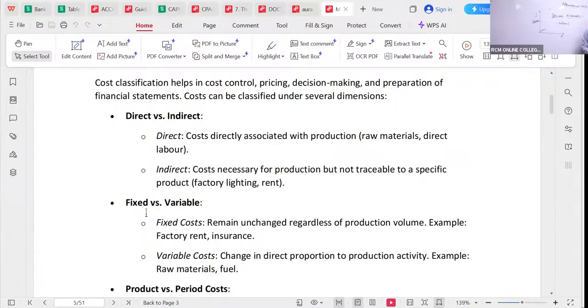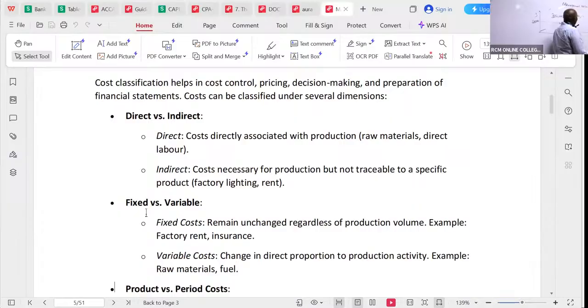Yes. So fixed costs are those costs that remain constant regardless of the number of units that are produced. And then you will end up giving us an example like rent. A good example is rent or salaries per month, etc.